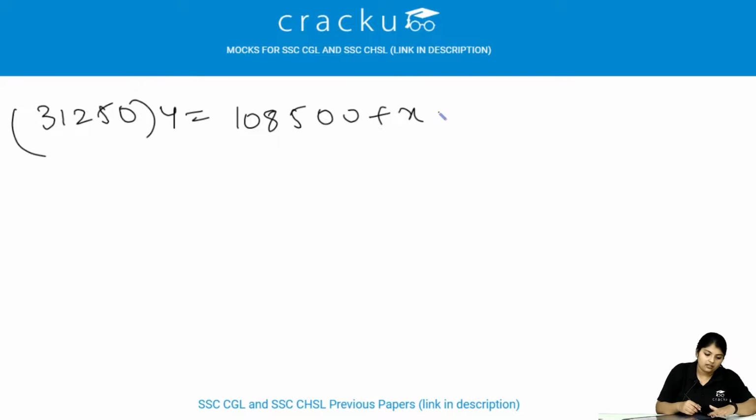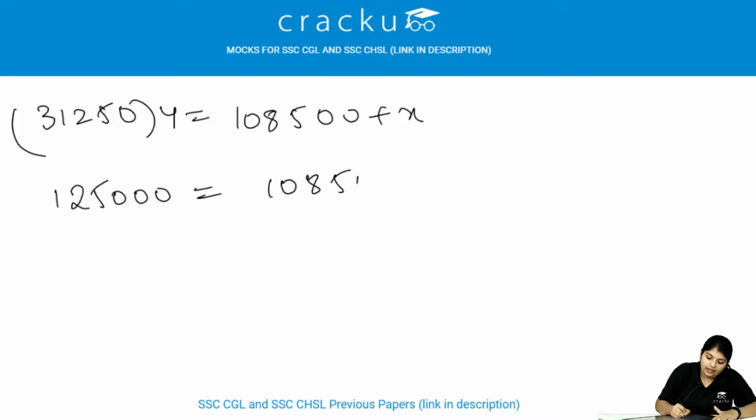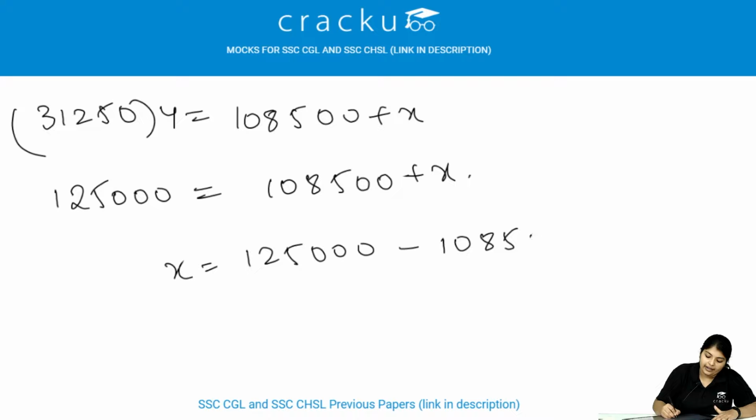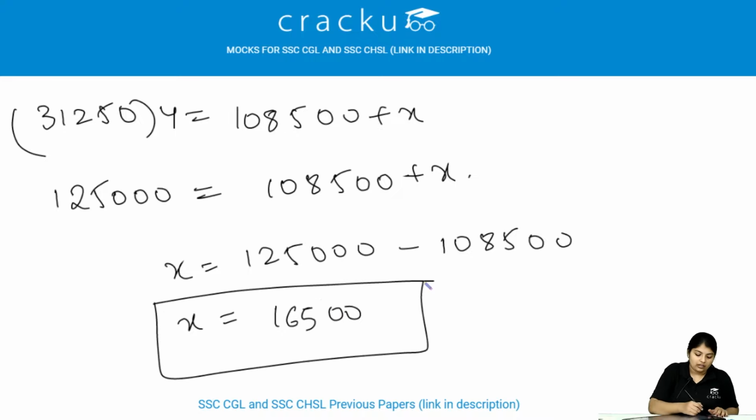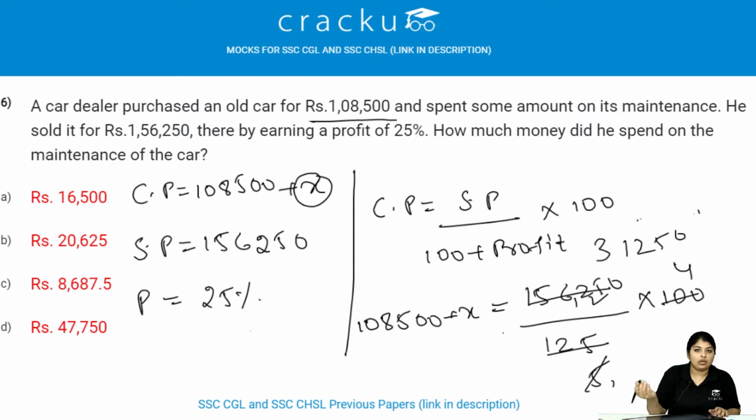Now solving this, 31250 into 4 is 125,000. That is equals to 108,500 plus X. Therefore, X is equals to 125,000 minus 108,500, which gives us X as 16,500. That is, the maintenance cost is 16,500. Therefore, answer is option A.